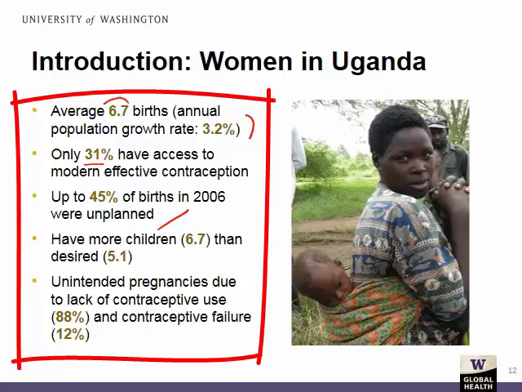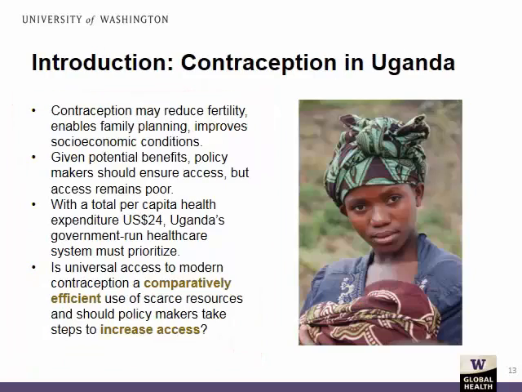And women tend to have more children than they desire, so unintended pregnancies could be attributed to both a lack of contraceptive use, but also some contraceptive failure. And we know that contraception has many benefits. In addition to reducing fertility, it enables families to plan better. And so the question was, given the potential benefits of contraception, should the government invest in increasing access to contraceptives?